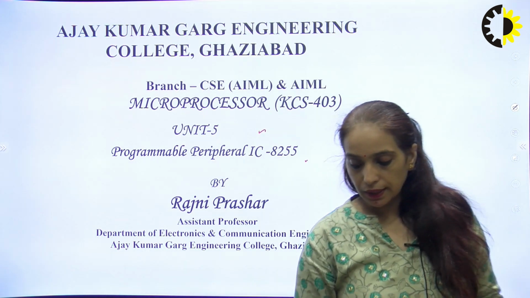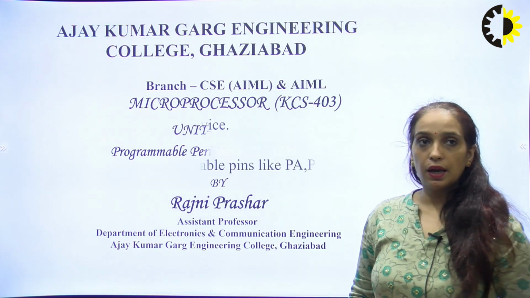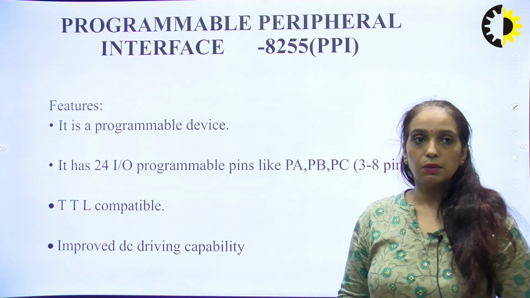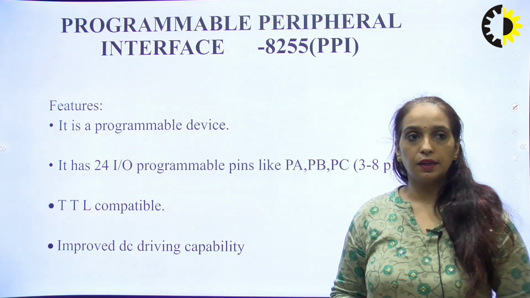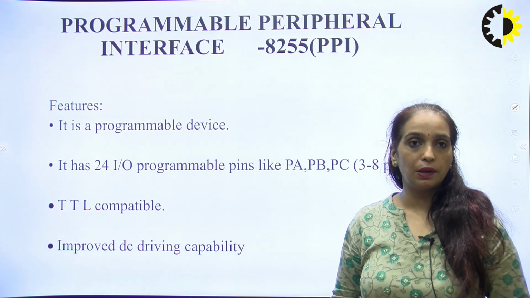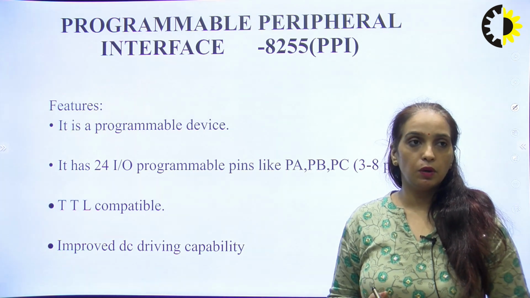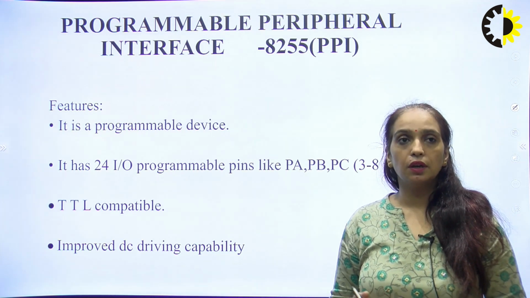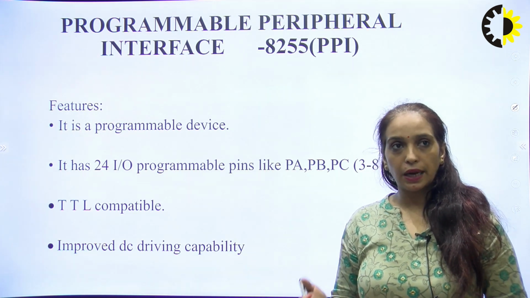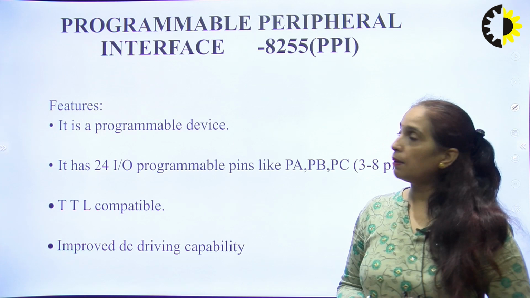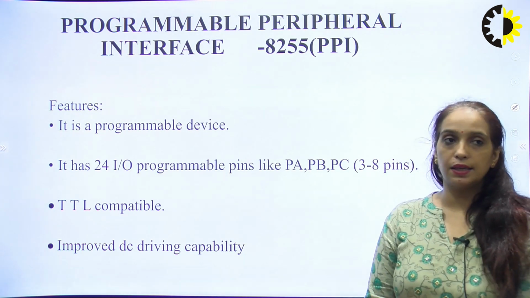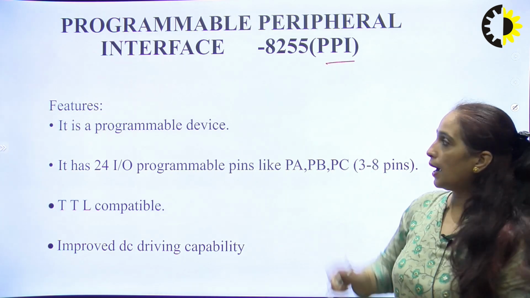So what basically is this programmable peripheral IC? When we need to communicate with some external devices, one possibility is we can directly connect those devices to your 8085 or 8086, but that device should be compatible with your microprocessor. The other option is we can interface that device with the help of this programmable peripheral interface IC, that is your 8255 PPI IC. It is also known as PPI IC.